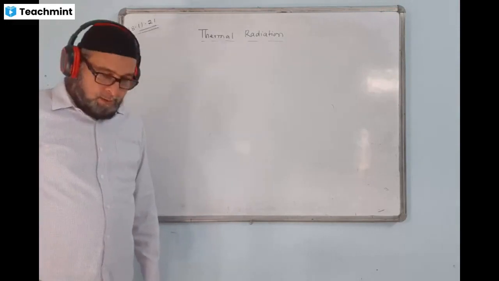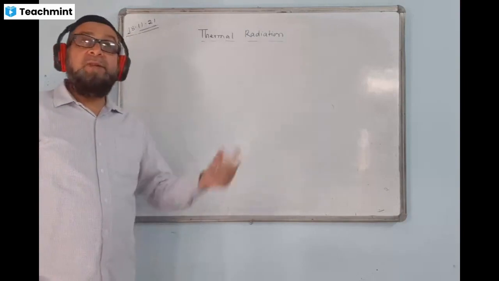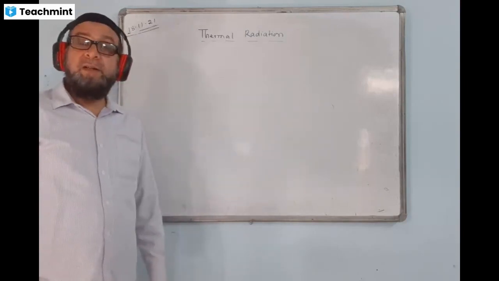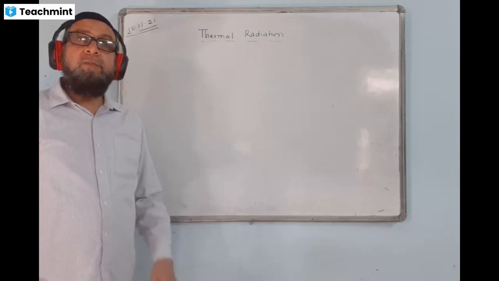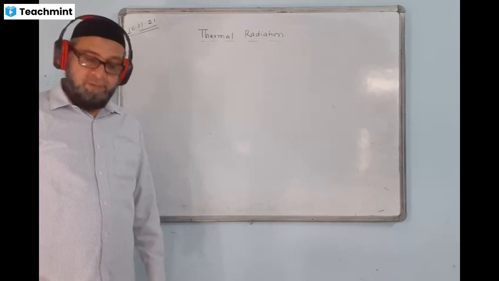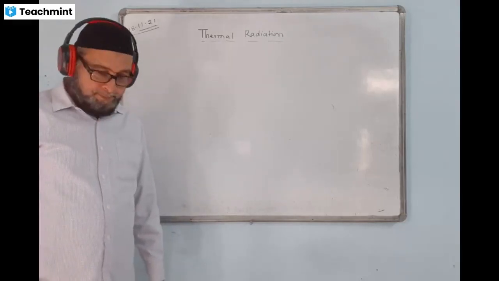The light wave can be reflected, can be refracted. Same way, thermal radiation can also be reflected, refracted. Light is a form of transverse wave. Thermal radiation is also a form of transverse wave. Okay?